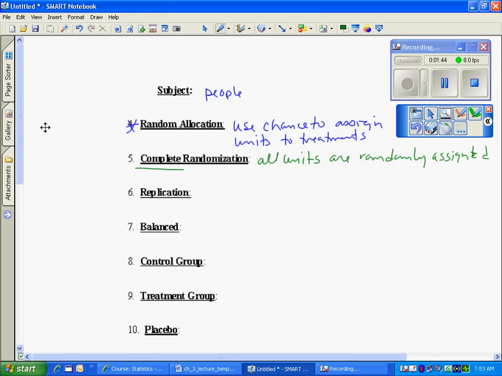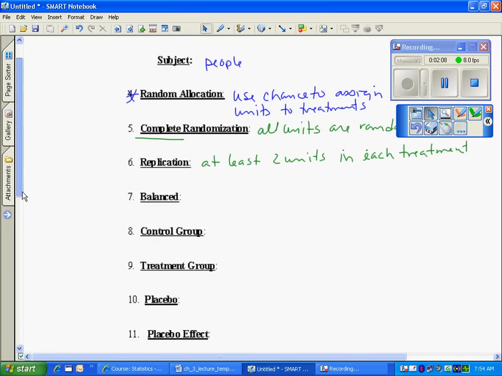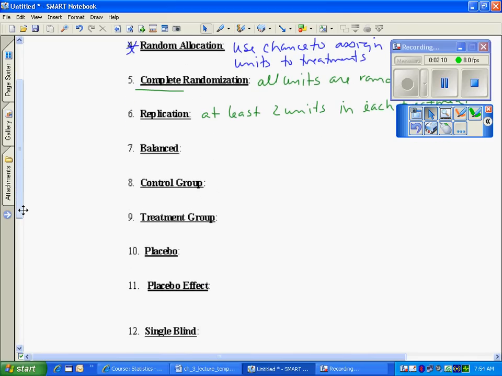Replication means I have at least 2 units in each treatment. So if you think about these words, they're somewhat self-explanatory. Replication, replicate, more than one. Complete means all. Randomized, they're randomly assigned by chance. Random allocation, again, random, using chance to allocate or assign. Balanced, same number of units in each group.